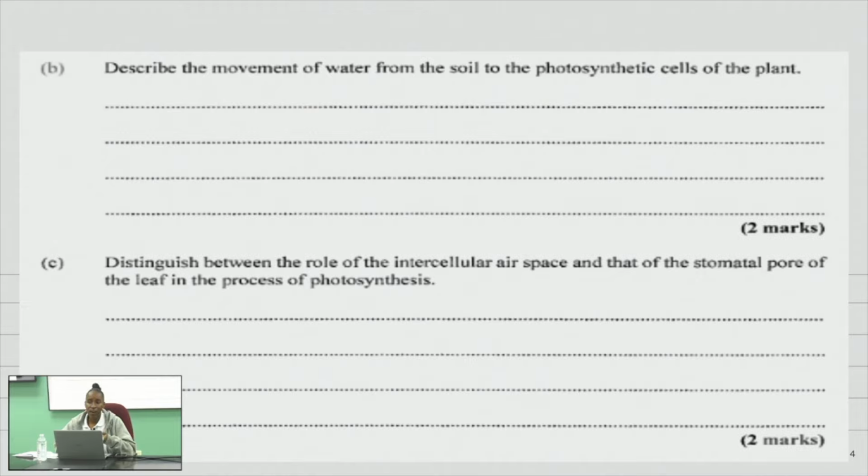So in the case of what they're asking us, we'll have the water molecules moving from an area of high water concentration, which would be in the soil surrounding the root, to an area of lower water concentration, which is inside the root hair cells. All right? The root hair cell itself is acting like the semipermeable membrane.